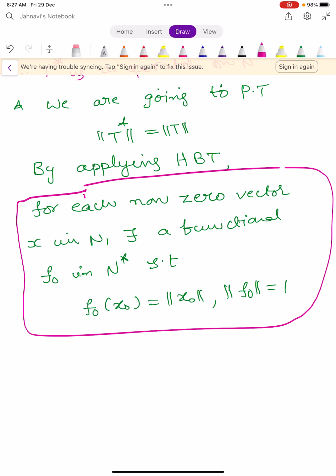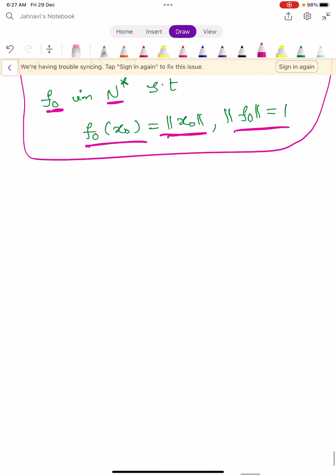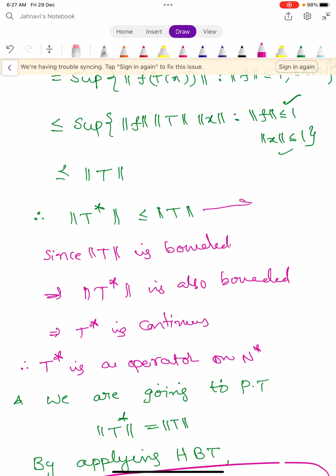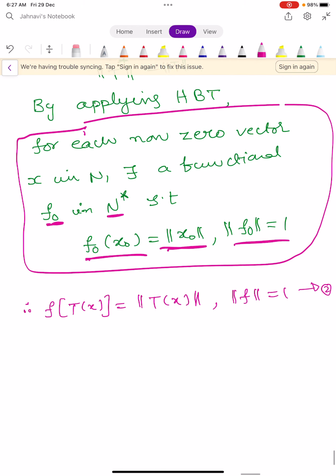For each non-zero vector x in capital N, there exists a functional f naught in N star such that f naught of x naught is equal to norm x naught and norm f naught is equal to 1. Hence, we conclude: f of T of x is equal to norm T of x, and also norm f is equal to 1. Let it be equation number 2. Here, norm T star is less than or equal to norm T is equation number 1.